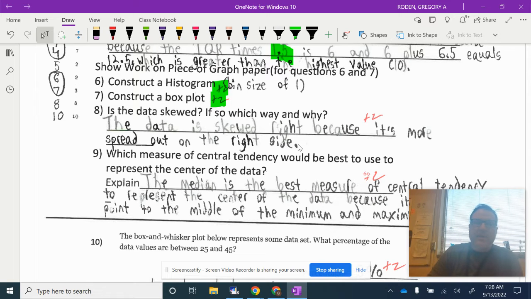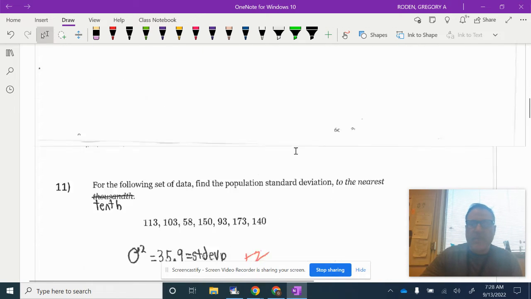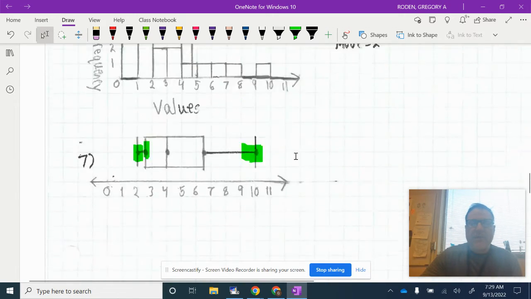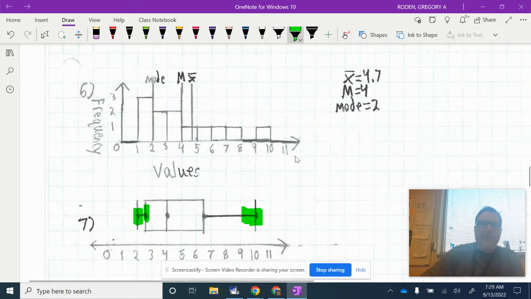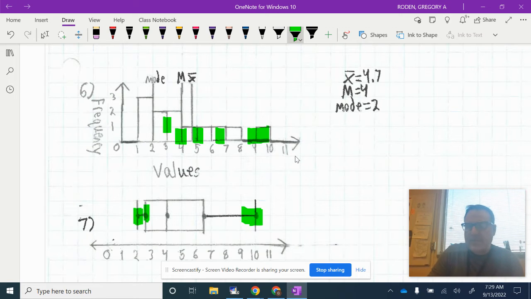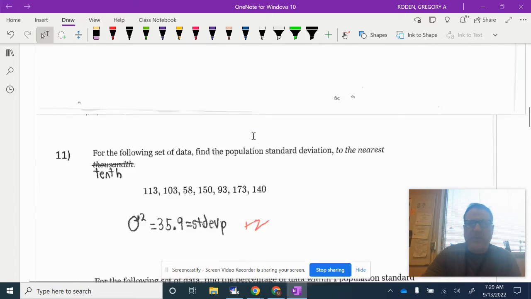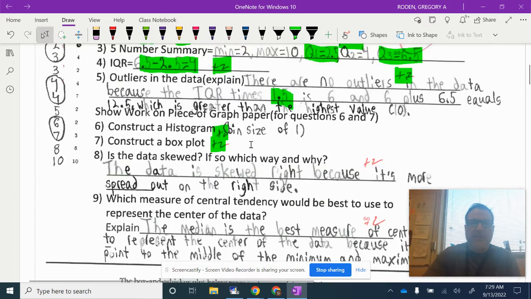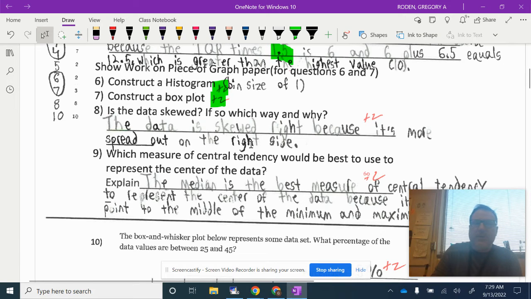Is this data skewed? If so, which way? Right. So the best way to look at skewed data is to look at your histogram. If you look at your histogram, you have more stuff over here. You can see that you have a tail. The tail is to the right, therefore the histogram is skewed to the right. Pretty heavily skewed to the right also, so pretty obviously skewed to the right. And so we're going to call that 2 points.